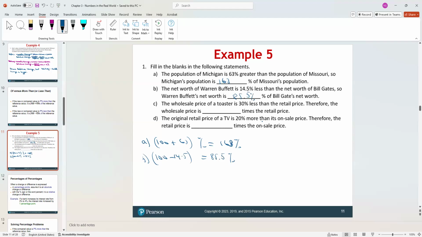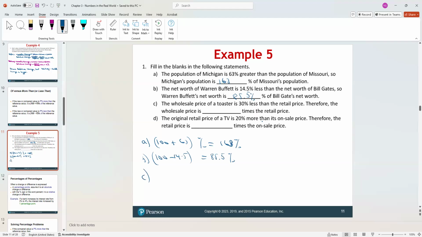So we can either subtract or multiply, because we said that Warren Buffett's net worth is 85.5% of Bill Gates' net worth, because 14.5% less expresses a relative difference. This is the equivalent of 100 minus 14.5 of the reference net worth, right? I think you see it. I can do maybe one more, for C.